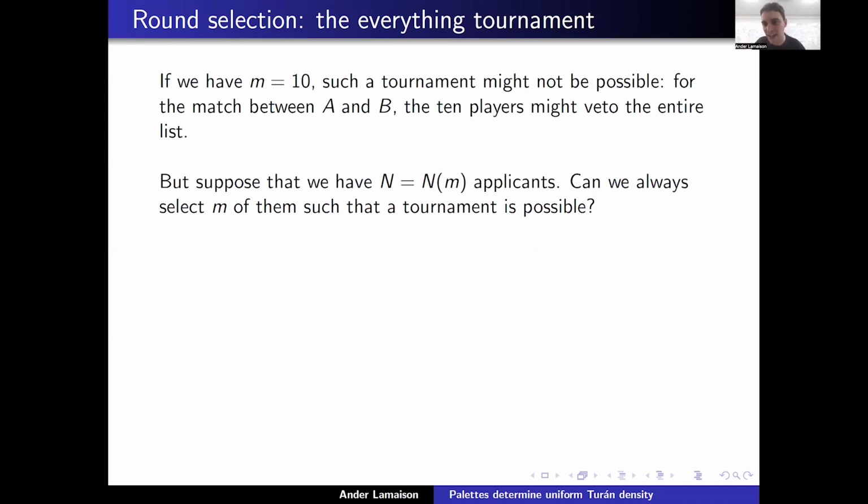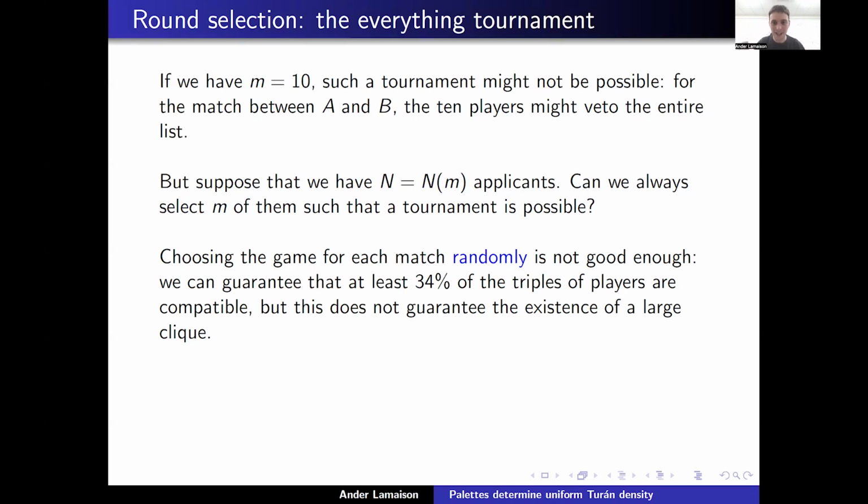But let's say that actually we have many people interested in joining the tournament, and we just want to find M of them which are compatible. Is this always going to be possible? And the point is that we want the number of applicants to depend only on the number of players in the final tournament. So yes, this is possible, but here's the hard part.